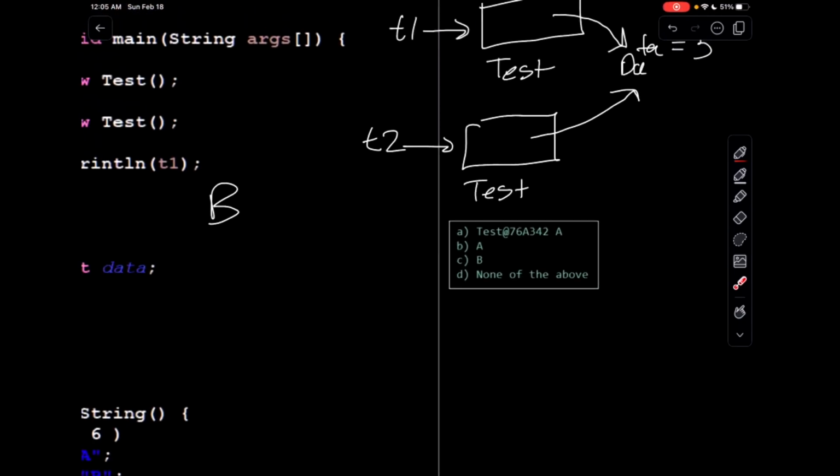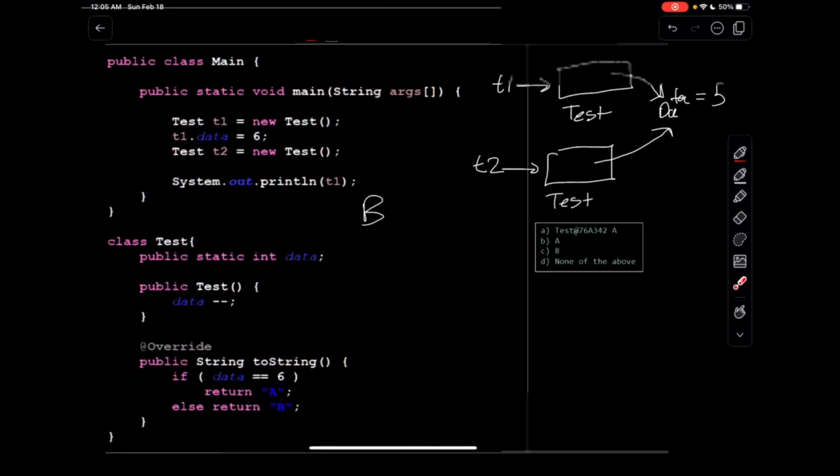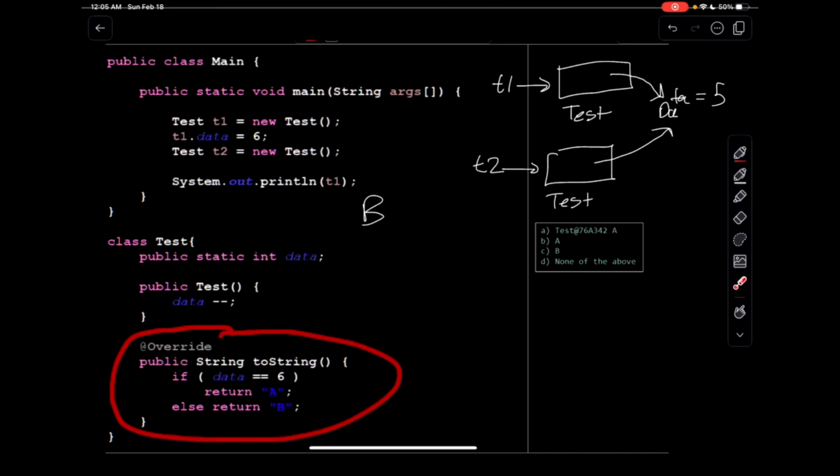This is what toString might have printed had we not overridden it. Don't really worry about the A, worry about this. So what is T1? It's a test object. Where is it located? This hexadecimal memory address. That's what toString would have printed out, depending on the memory location, had we not overridden it. But we did. We had toString do what we wanted to, and it instead printed out a B, just because the data was not equal to 6, it was equal to 5.